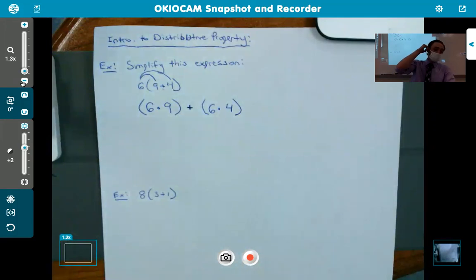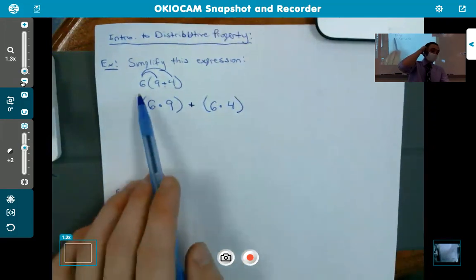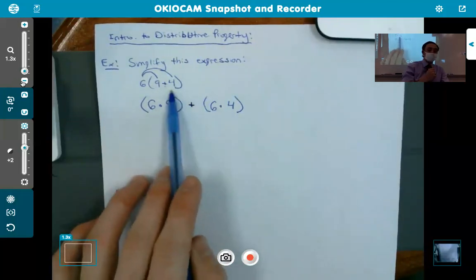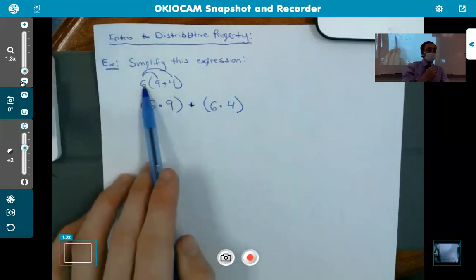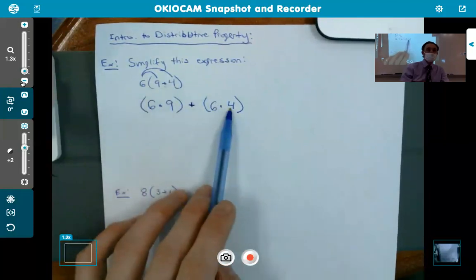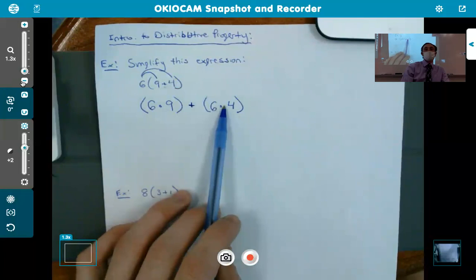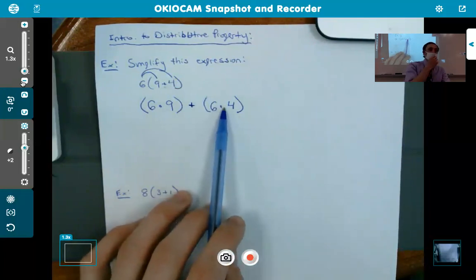So in distribution, take the number on the outside, multiply it by the first number, separate that by whatever operation's going on in between, and multiply this number on the outside by the second number. All right. Is everybody okay with that idea? Are there any questions up until this point?